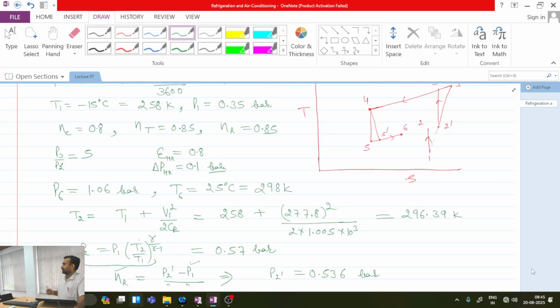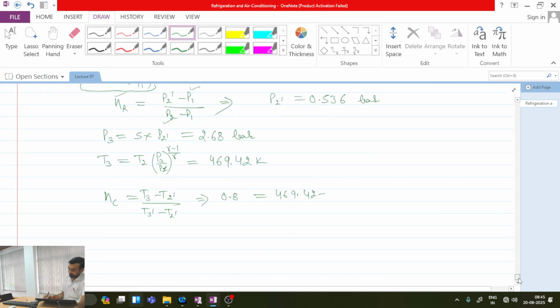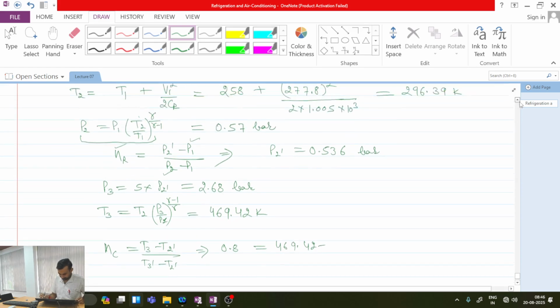Please tell me how you can calculate T2 dash from RAM efficiency. RAM efficiency is always given in terms of pressures. RAM efficiency is not given in terms of temperatures, because the RAM effect is majorly the conversion of kinetic energy into pressure energy. Is this point clear?